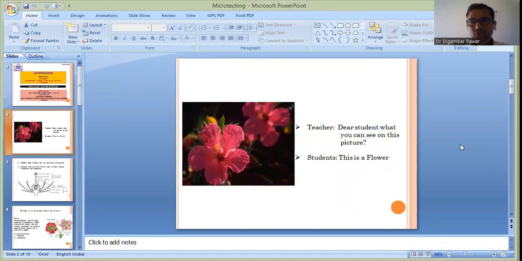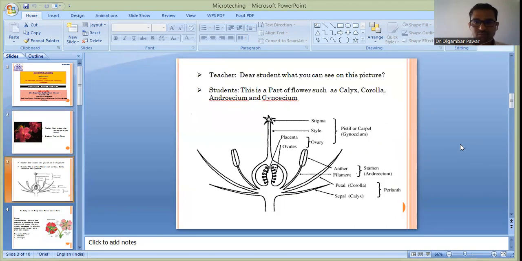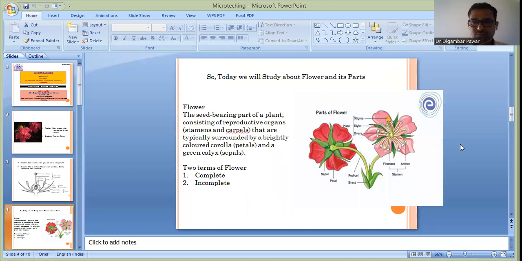Teacher says, dear students, what can you see in this picture? Students say, this is a flower. Again, teacher says, dear students, what can you see in this picture? Students say, these are the parts of a flower, such as calyx, corolla, androecium, and gynoecium. So today we will study the flower and its parts.